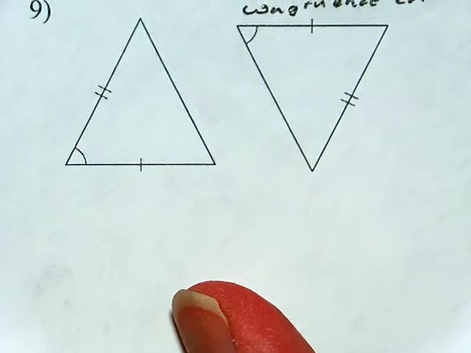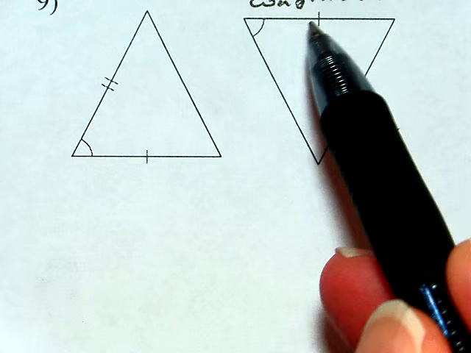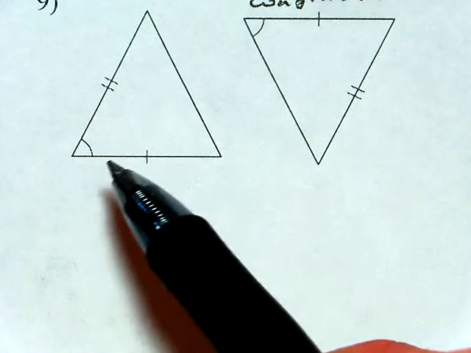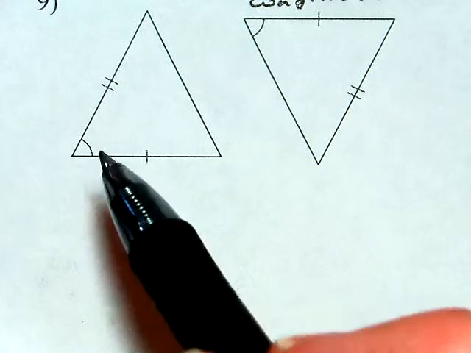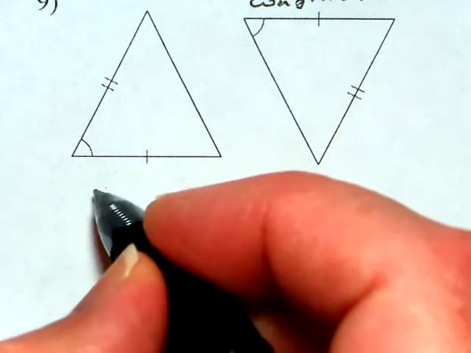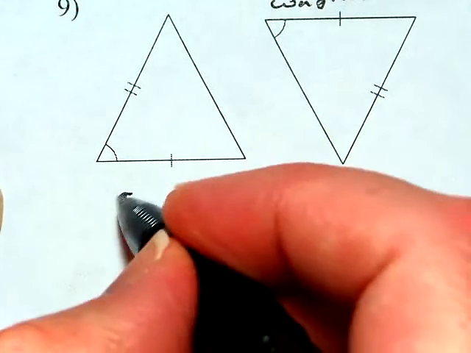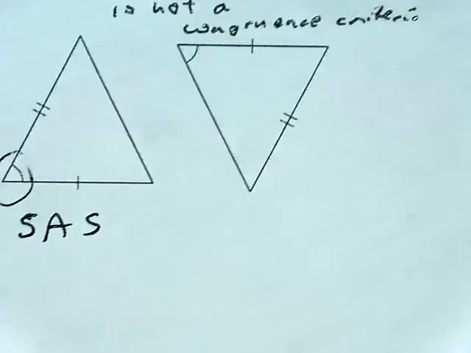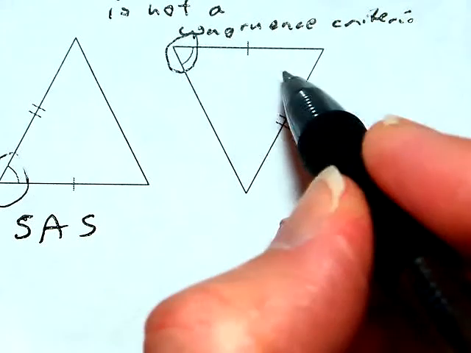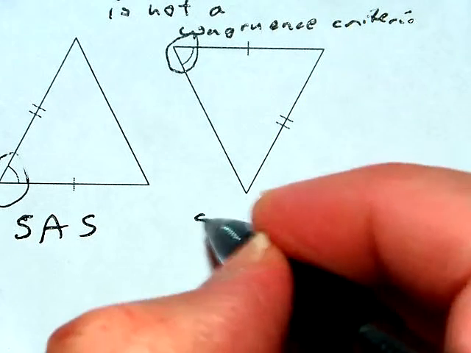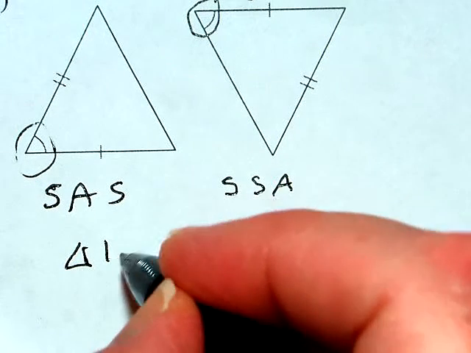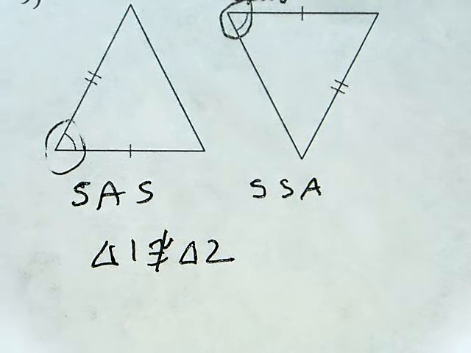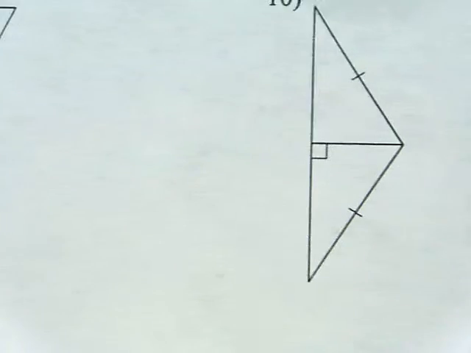Let's go on to number 9. Okay, number 9, we have a side that's congruent. We have another side that's congruent. And we have finally an angle that's congruent. But again, these are not corresponding sides and angles, because on the left we've got side, angle, side. The angle that is congruent is included between the two sides. Whereas on the right triangle, the angle that is congruent is not included between the two sides. So this would be a side-side angle, and therefore here triangle 1 is not congruent to triangle 2. Not congruent. We have to draw a line through it. It's not congruent. And finally, let's take a look at number 10.